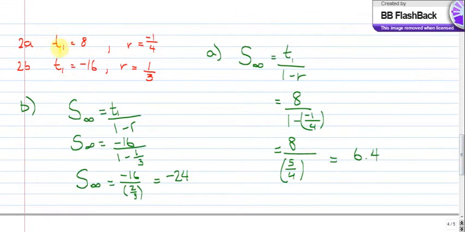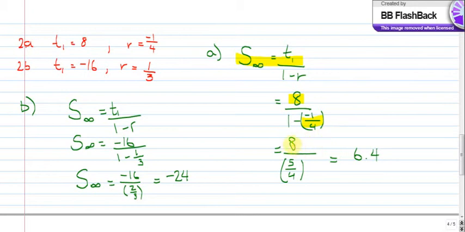Here we have two questions. 2a shows the first term is 8, and the ratio is -1/4. So let's just fill in the blanks. It's actually really simple. Here's our formula: the sum of infinite terms is t1 over 1 minus r. Our first term is 8, and our ratio is -1/4.